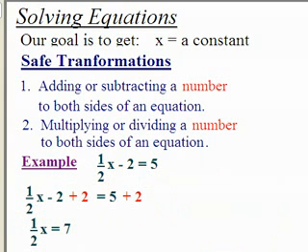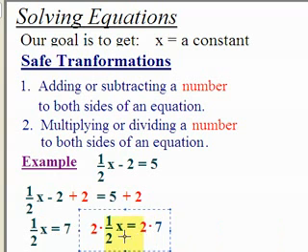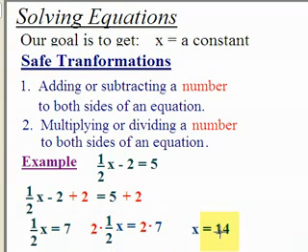Now another transformation that we make that's a very safe one is that we're going to multiply to get rid of the 1/2. We're going to multiply this equation by 2 on both sides. All of these are equivalent equations, and our end result is we get x to equal 14. And so our goal has been reached, and x equals 14 is the solution.